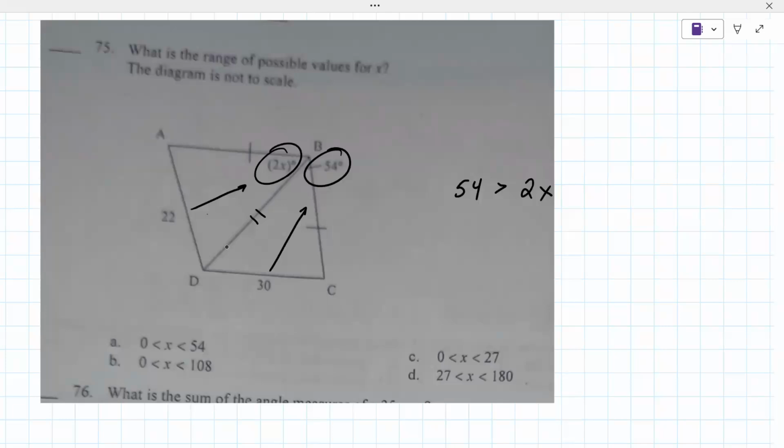I got 27, so would it be C? Yeah, now if you wonder where the zero comes from, the angle also has to be bigger than zero. Okay, so that's why it is 27. Right, so 27 here. I'm sorry, 76 here.